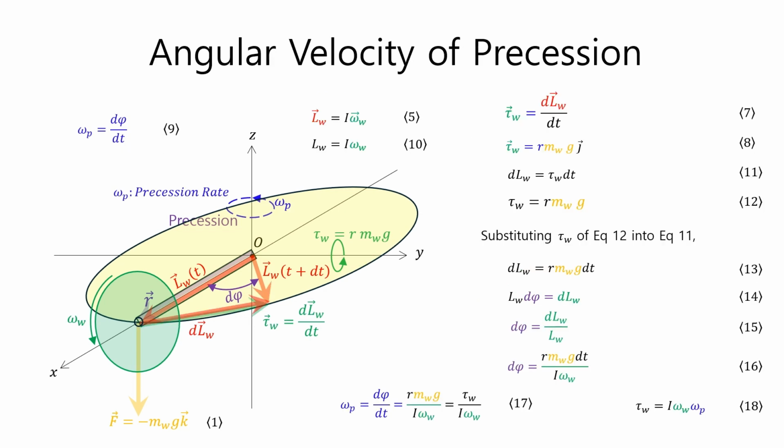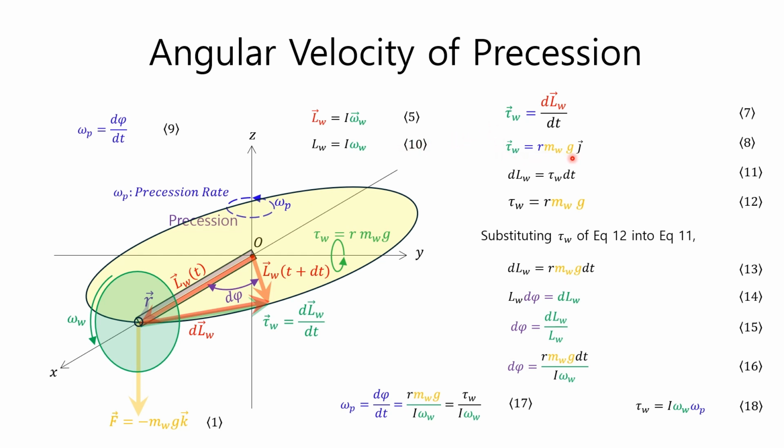Let's find the angular velocity of precession ωp. The angular velocity ωp of precession is the rate of change of the angle φ with respect to time, so it can be expressed as equation 9 and is called the precession rate. We start with equation 5 obtained above. The angular momentum vector Lw expressed by equation 5 can be expressed as a scalar expression, as equation 10. The torque τw generated by the self-weight of the gyroscope can be expressed as equation 8.